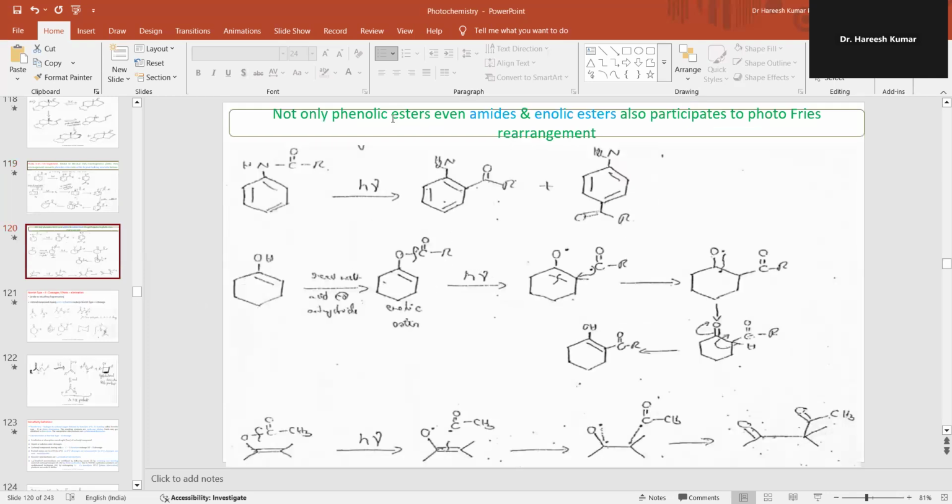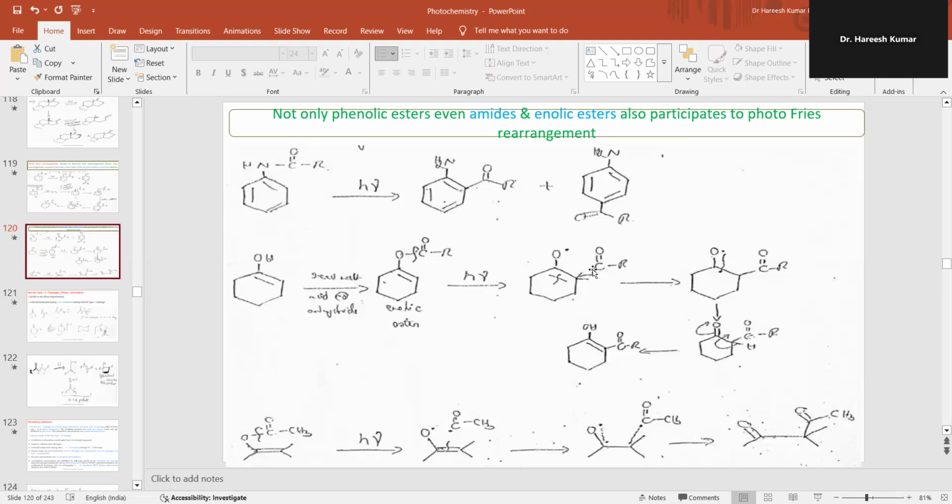Okay, so here not only the esters, meaning acetoxybenzene, amides also undergo photo Fries rearrangement, enols also undergo photo Fries rearrangement. And also enyl, vinyl, V-I-N-Y-L, vinyl ester, enol, and amides also undergo photo Fries rearrangement. So here, amide on irradiation gives ortho-acyl or para-acyl aniline compounds.